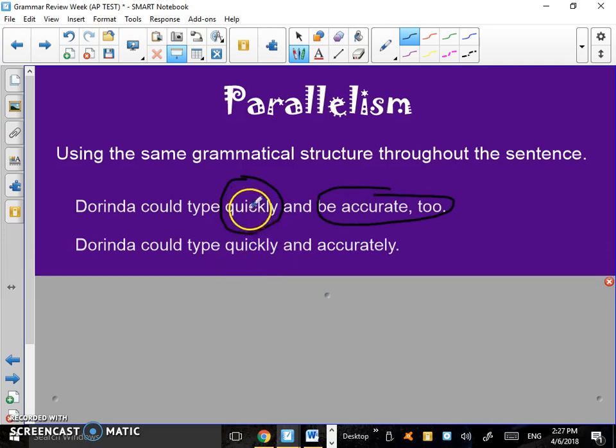So since this one is an adverb, we need to make sure that the second one is also an adverb. So that's the grammatical structure. So being in the same part of speech works. So, "Dorinda could type quickly and accurately."